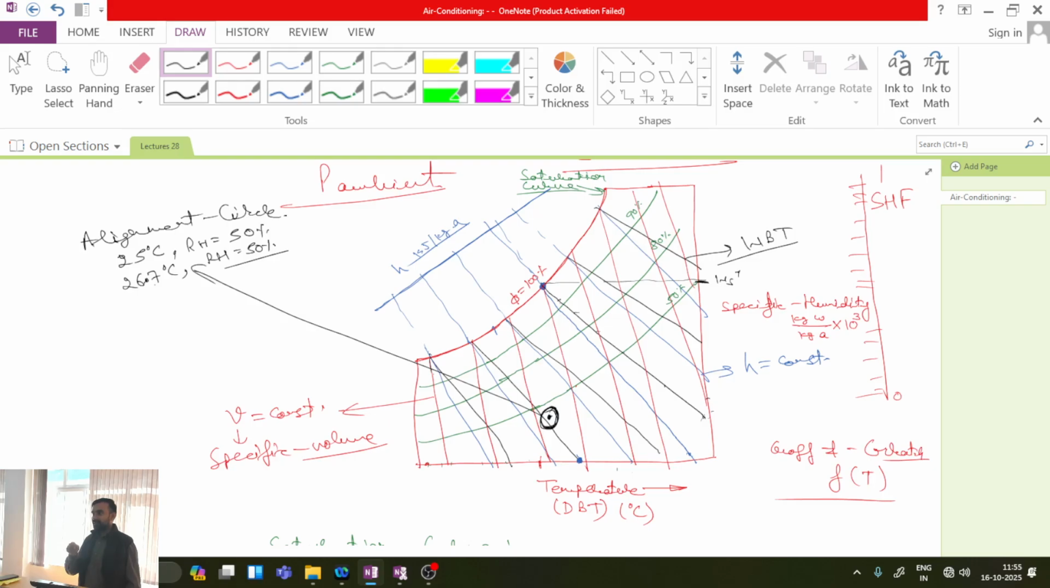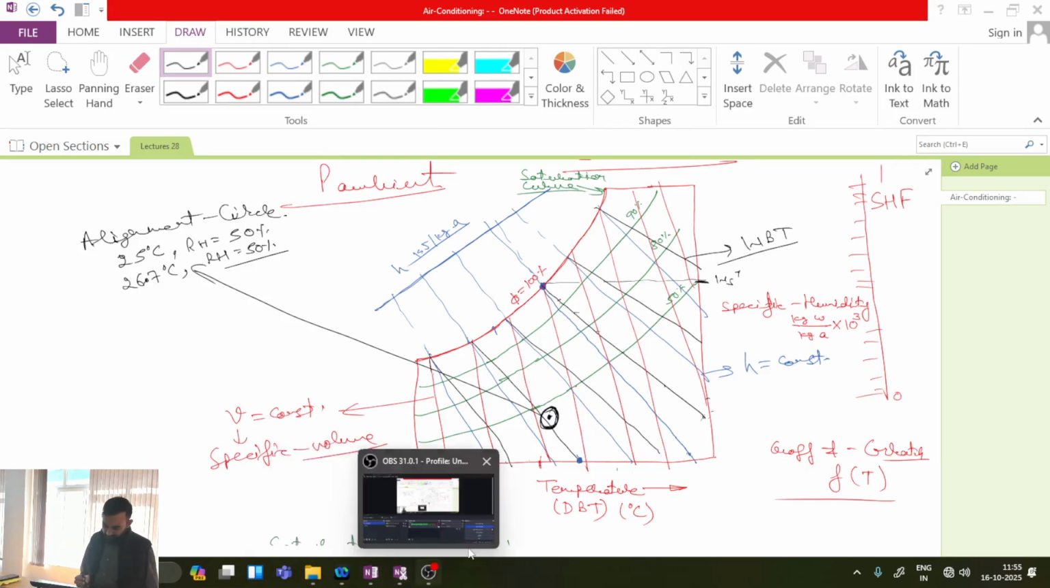Here, by just locating the state, we can calculate all the properties from a single chart. So for engineering applications this is a very good tool. That's why it is very popular for solving air conditioning problems. Is this one clear? Okay, we will stop at this point and discuss further in the next class.